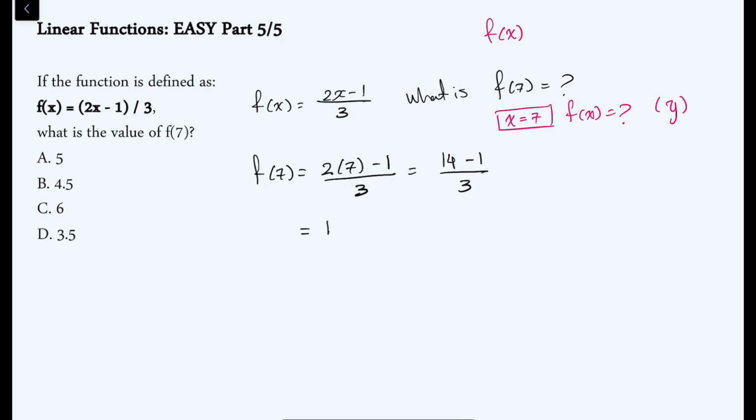14 minus 1, that's 13 over 3. 13 divided by 3. So oddly enough, I guess it doesn't really show us 4.33 as the answer. So in this SAT problem, I'm assuming they're asking us to round.